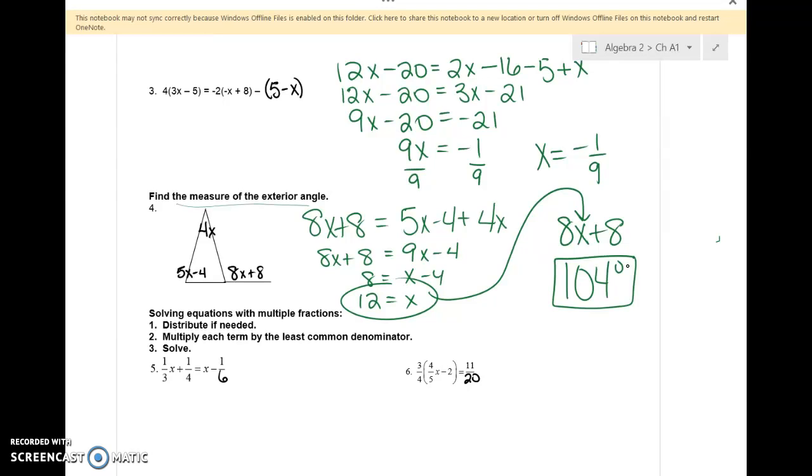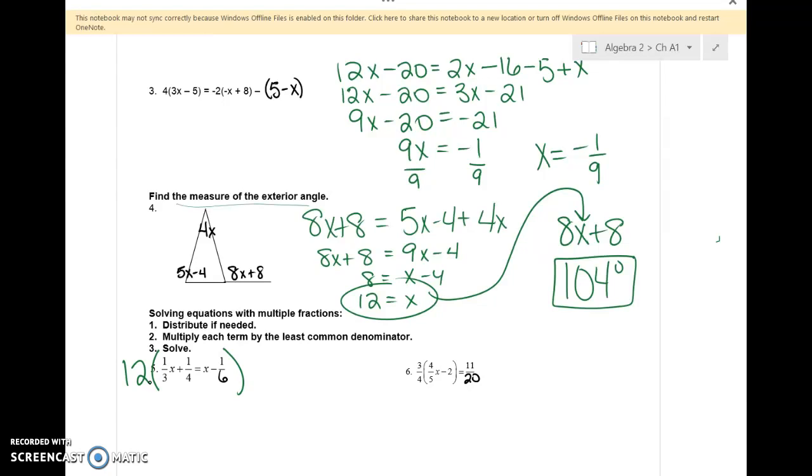Think about 3, 4, and 6. If you were going to try to get a common denominator, what number would you try to get all of those to be? 12. So instead of getting a common denominator, we are going to multiply this entire equation by 12. If you multiply every single term in an equation by the same number, the equation is still valid.